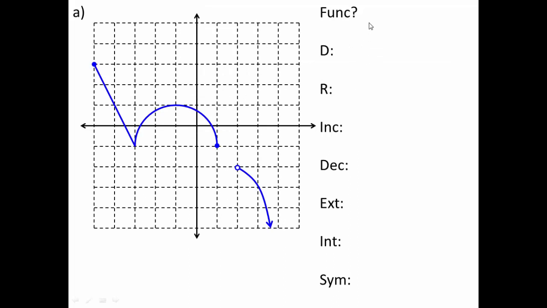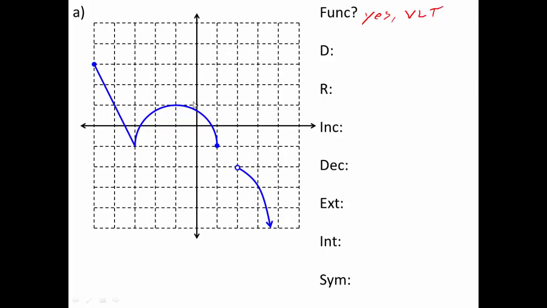So let's look at this one. We can start by using the vertical line test. Think about whether this would pass or fail the vertical line test to determine if it's a function. And hopefully you are saying to yourself, yes, it is a function because it passes the vertical line test.